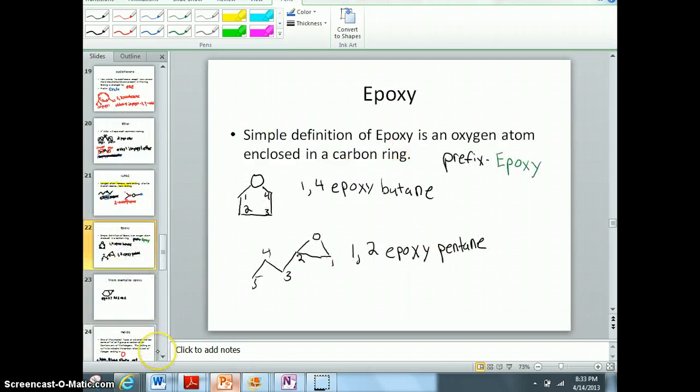So moving on, epoxies. The simple definition of an epoxy is an oxygen atom enclosed in a carbon ring. The prefix is epoxy.